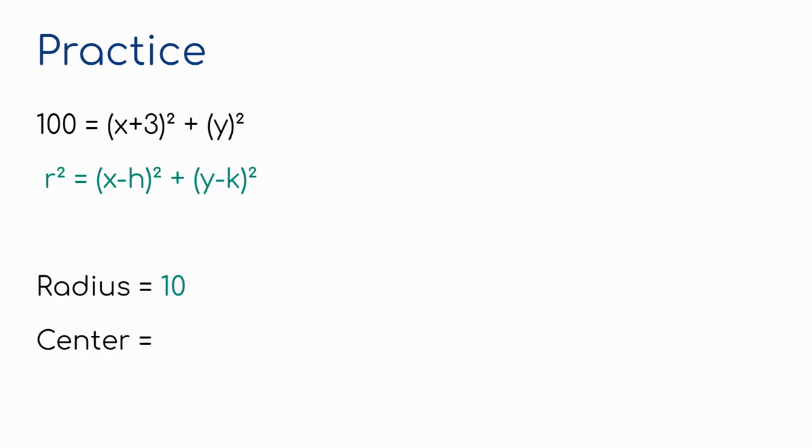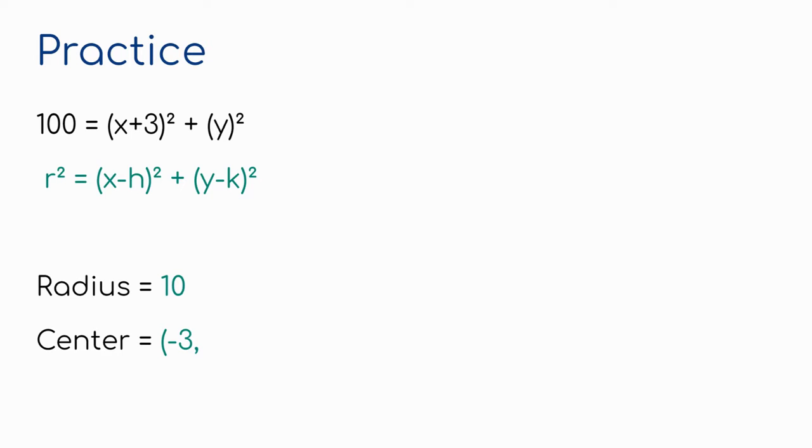Then we want to look for our center, which is h comma k. So first let's look at h. Where the h is a positive 3. So we want to take the opposite of positive 3. So our h is going to be negative 3.